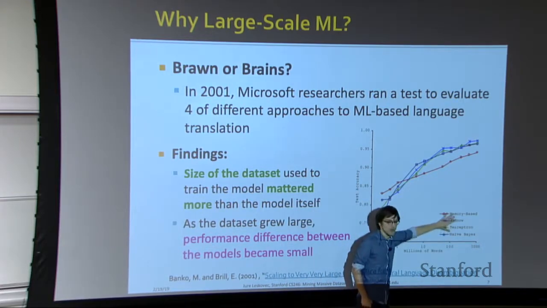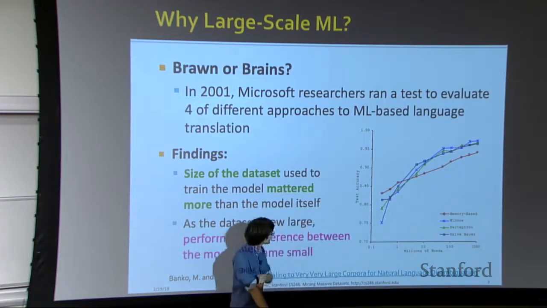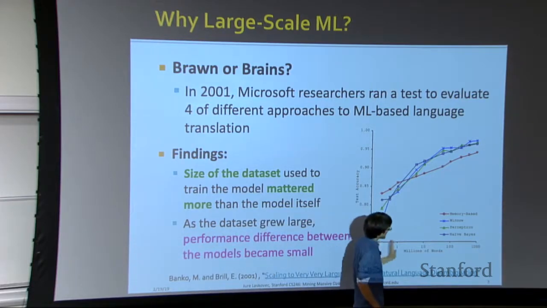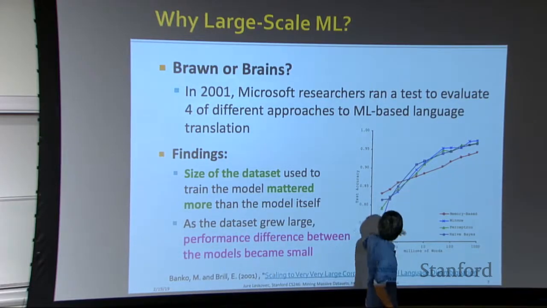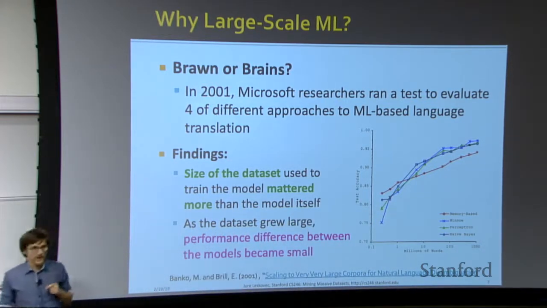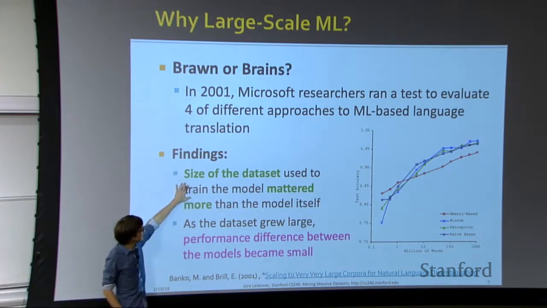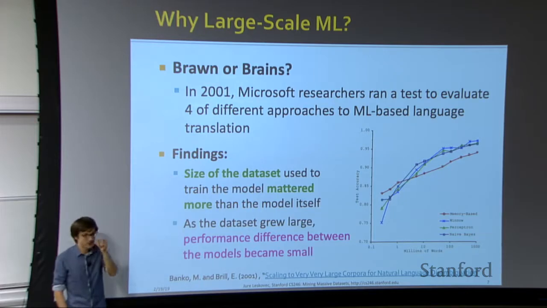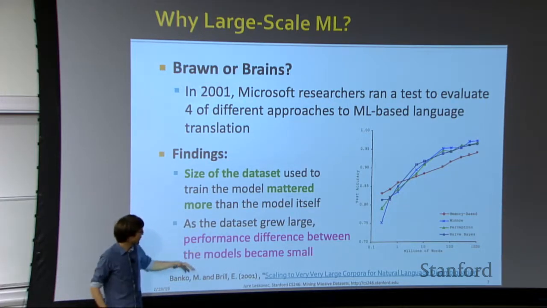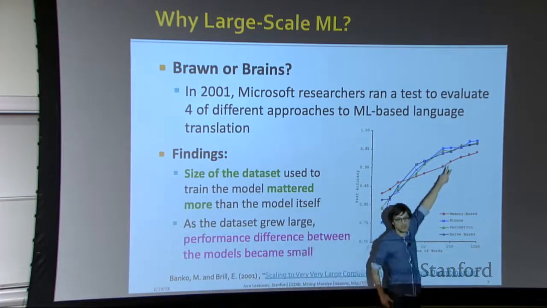And they tested four different approaches, some very simple, some very complex and very fancy. And essentially the bottom line is that as you have more data, things will work better, and it doesn't really matter that much what particular fancy model you pick, right? So the size of the training data set matters more than the structure of the models itself. And as the data set size grew, the performance difference between the models becomes much tinier.